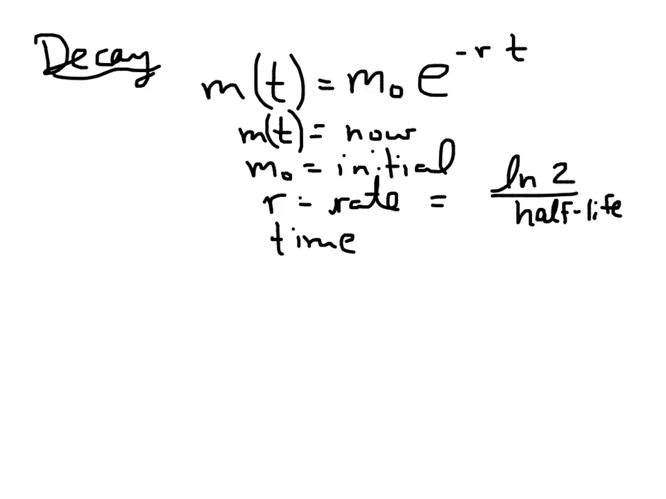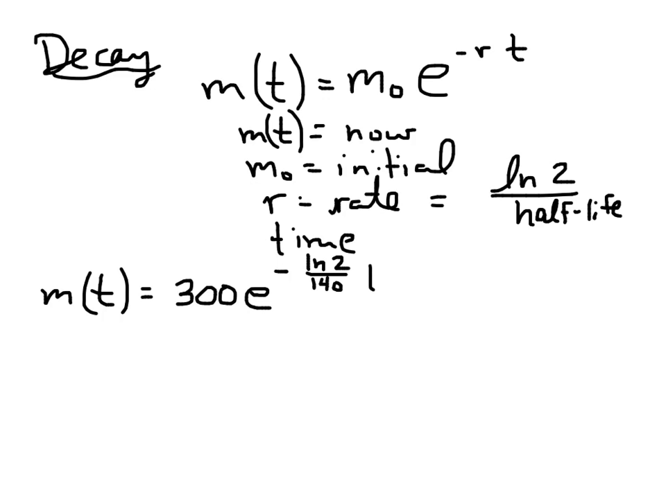Their example says polonium-210 has a half-life of 140 days. So that's our half-life. Suppose the sample has a mass of 300 milligrams. So 300 is our starting point. When we type this in and formulate an equation, we have 300 was our starting, minus. Now, sometimes you can write that as the ln of 2 divided by 140 and leave it like that.